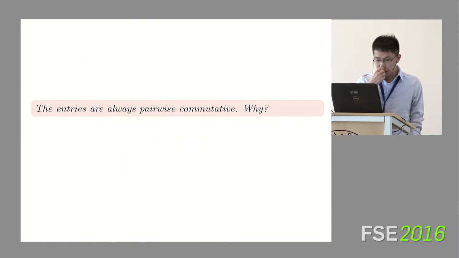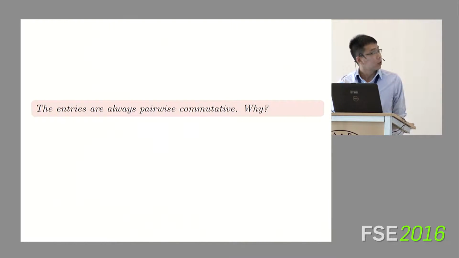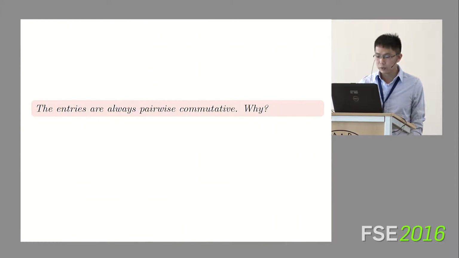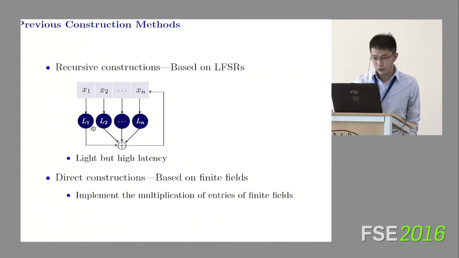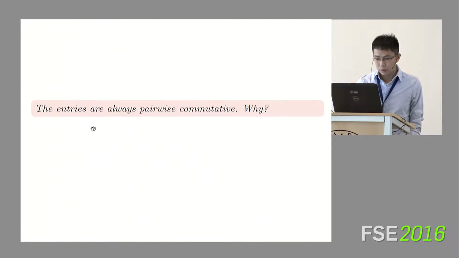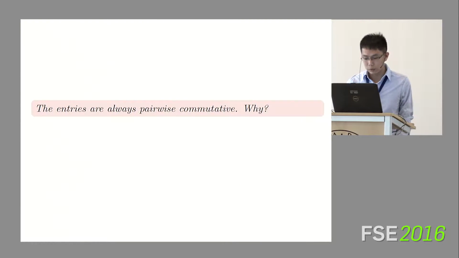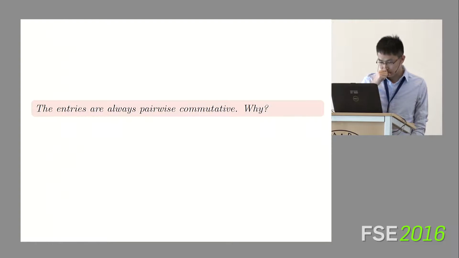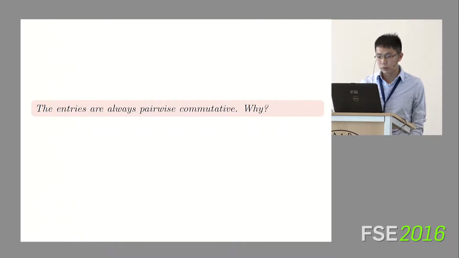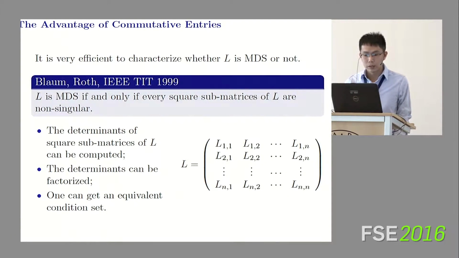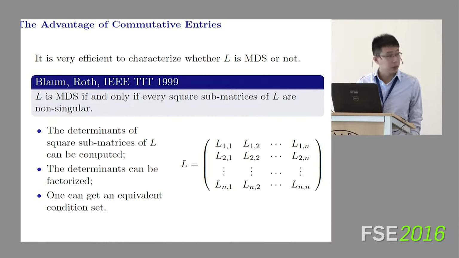That is, the entries are always pairwise commutative. For example, the multiplication with elements from finite fields is always pairwise commutative, or assumed to be pairwise commutative, such as in the recursive construction, where the round function is always chosen to be pairwise commutative. But we would like to ask a question: why do we always use pairwise commutative entries?